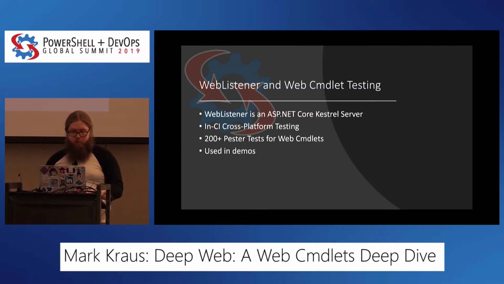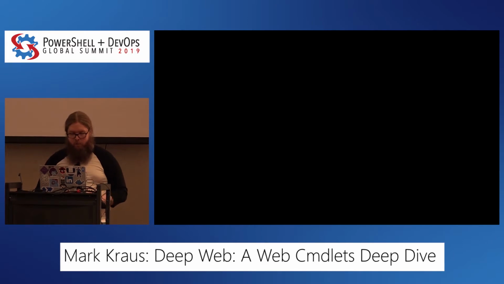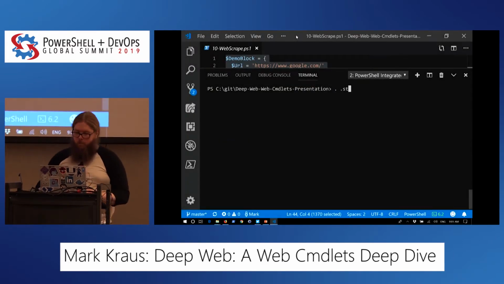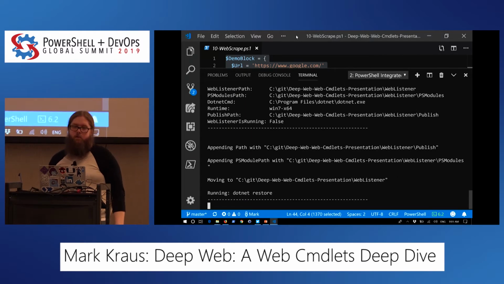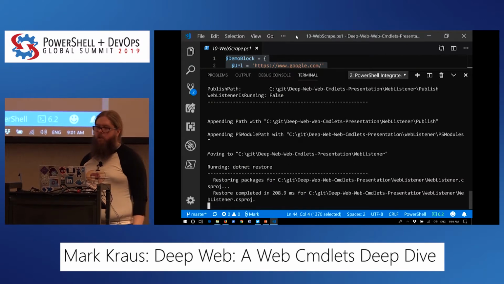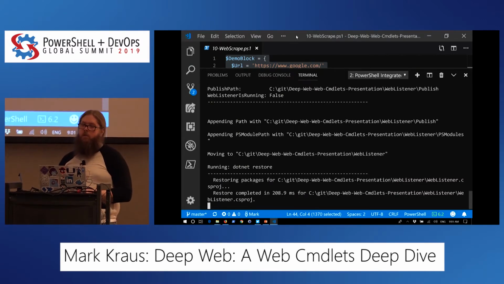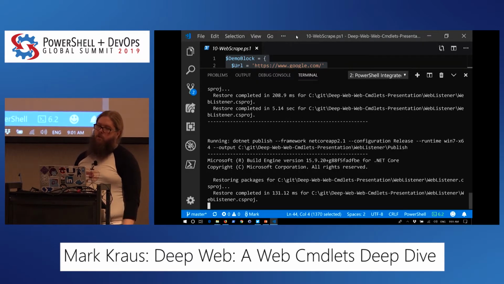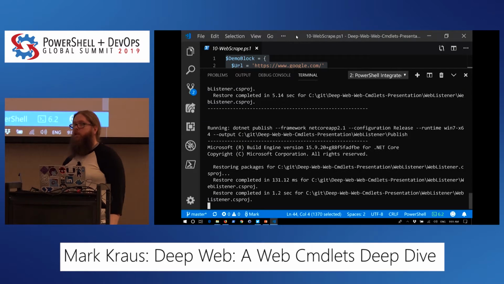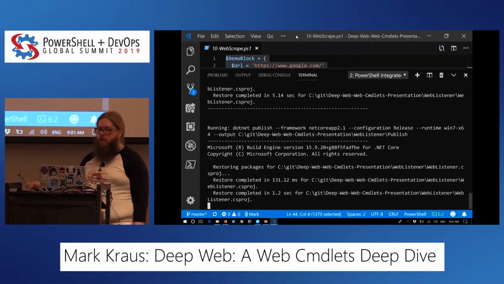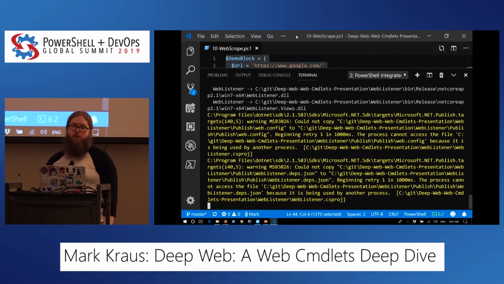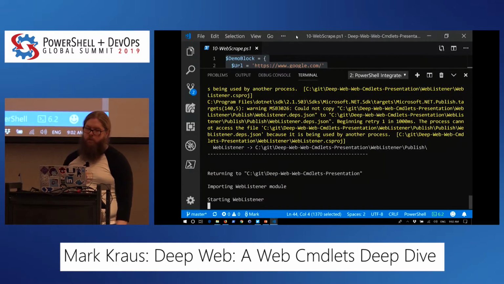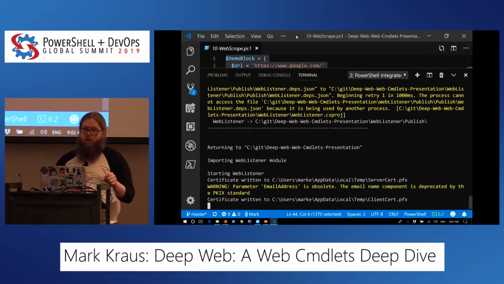So we're going to attempt the demo gods here real quick. I've got a little script here to kind of start the web listener. And all it's doing is it's going to build the web listener and start it up. And this is exactly what we do before we run all of our Pester tests in CI. So every time we build, every time there's a PR that goes out, every time that PowerShell is built, this gets run and all the tests that run against it. And of course, it's going to fail because we're good.